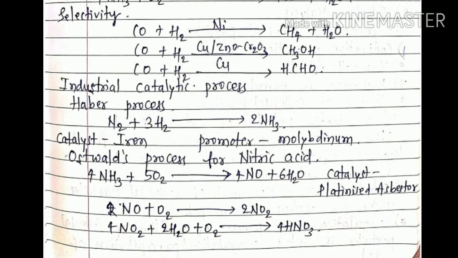Ostwald process for nitric acid. NH3 plus O2 to give NO plus 6H2O. The catalyst is platinized asbestos. NO plus O2 to give NO2. NO2 plus H2O in the presence of oxygen gives HNO3. So this process is known as the Ostwald process for nitric acid.